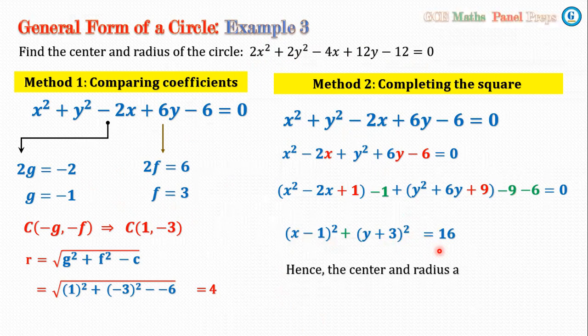Hence, the center of the circle is (1, -3) and the radius is 4.